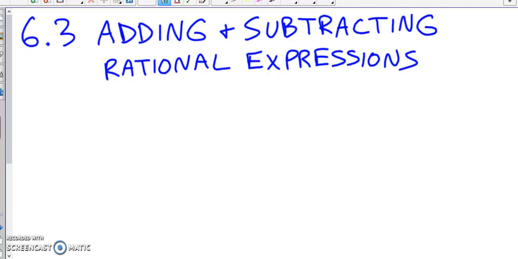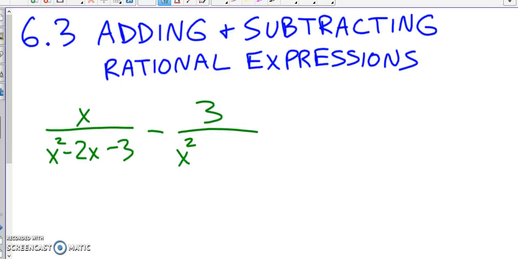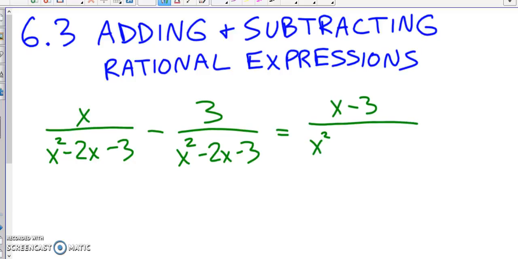So, consider this. If I had x over x squared minus 2x minus 3, minus 3 over x squared minus 2x minus 3. Notice that the two denominators are the same, therefore I can just subtract. And when I subtract, I'm basically going to take the numerators and make a subtraction problem up there in the numerator of the new fraction. So this would be x minus 3 over x squared minus 2x minus 3.